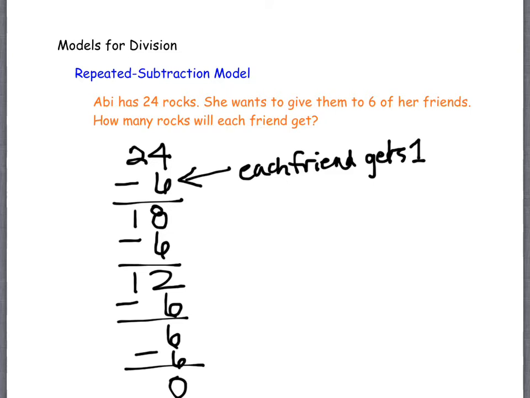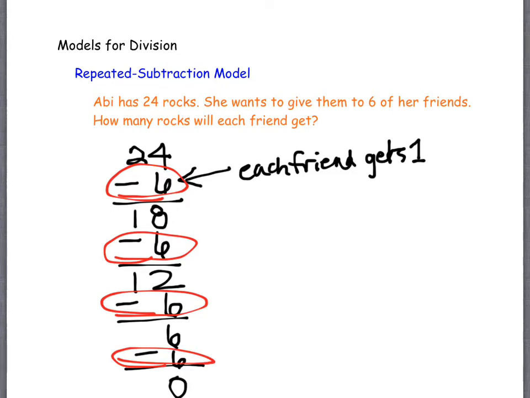But the answer is how many times I gave each friend a rock. That is, how many times did I subtract 6? And I did it how many times? 4 times. So the friends got to choose a rock at 4 different times. Of course, the last person that was choosing didn't really get a choice, but they each got 4 rocks when they were done. So the answer is 4 rocks.